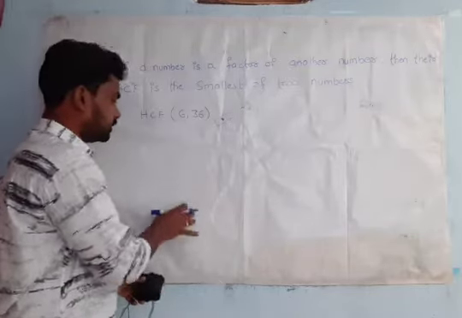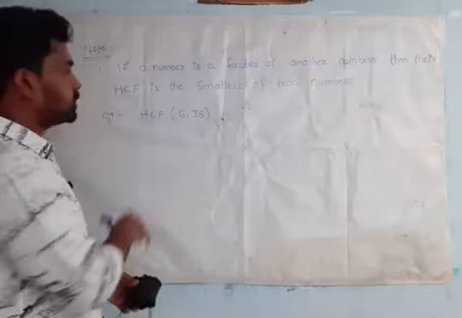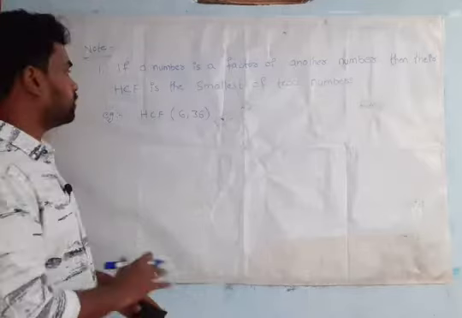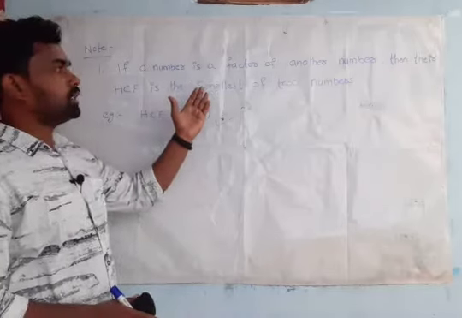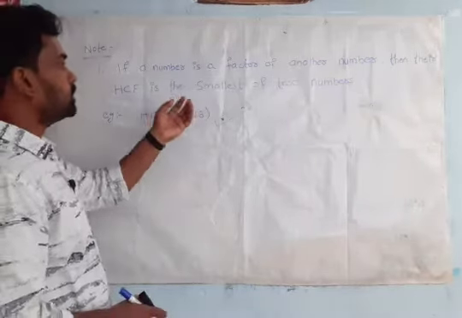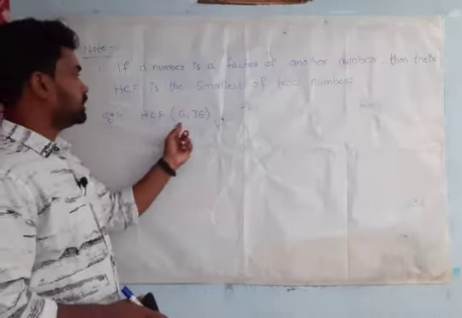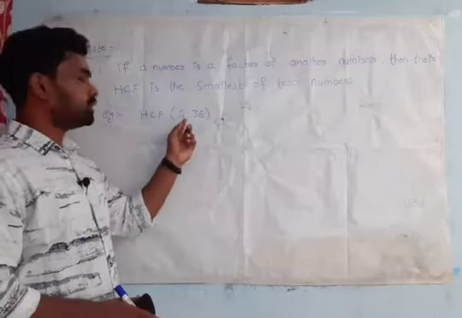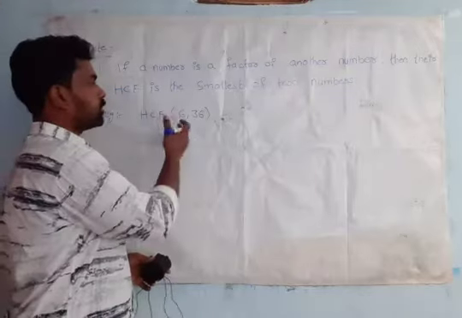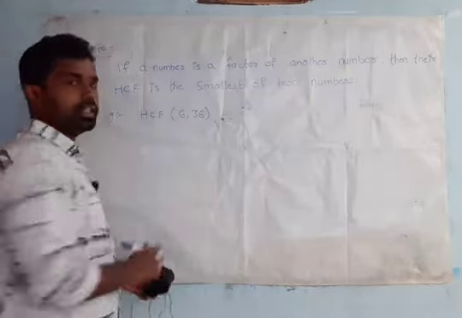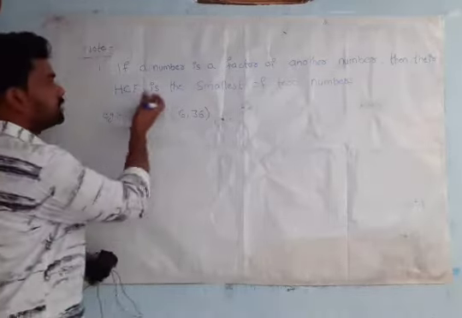Again, don't do the division method and don't do the traditional method. By seeing the question, we can identify the HCF. According to the definition, if a number is a factor of another number, then the smallest number is the HCF. See, for this 36, 6 is a factor. So one number is a factor of another number. Then the HCF is the smallest of the two numbers.